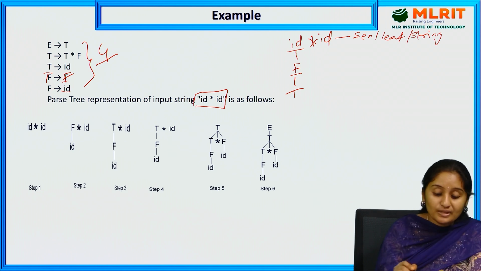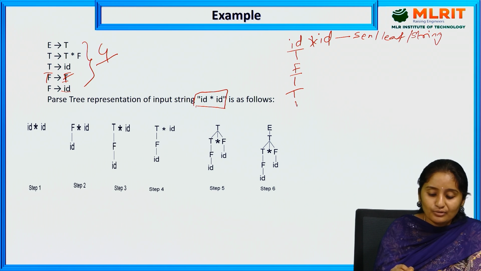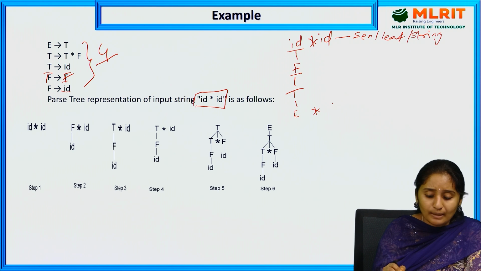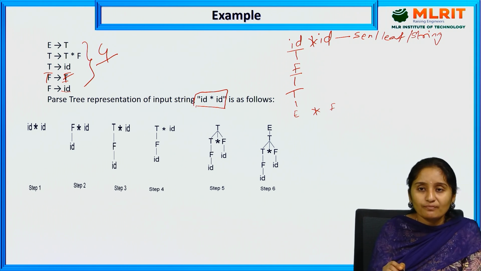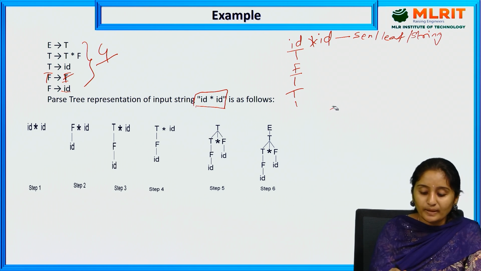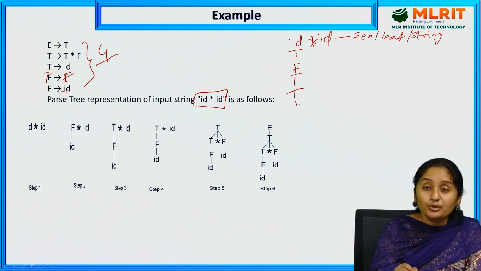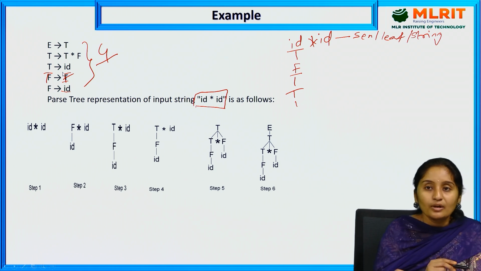But if I reduce this T to E, I cannot proceed. For example, if I reduce T to E, next we check star ID. ID can be reduced to F, so we would have E star F. Is any production available? There is no production with E star F. So I am not going to reduce with E star F. That is why I am stopping at T. If I reduce this T to E, I cannot find the production E star F in my given grammar, so that is the reason I am not going to reduce.